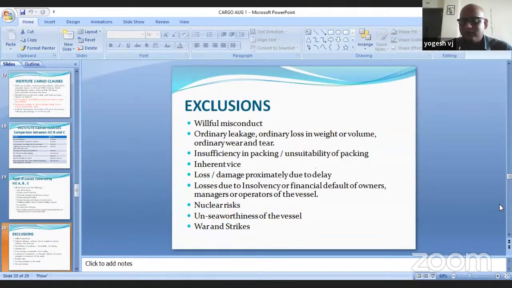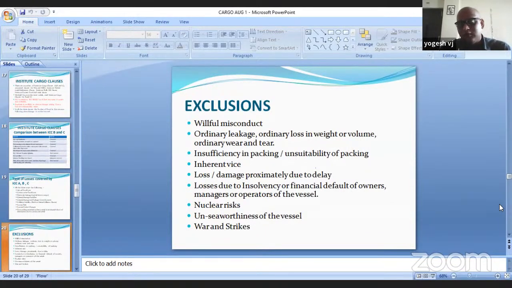Willful misconduct, ordinary leakage, ordinary loss in weight or volume, ordinary wear and tear, insufficiency in packing, that is what I was talking about, unsuitability of packing, inherent vice, that means the basic nature of the goods. Like potatoes, if they are exposed to moisture, they will form mold. That is their inherent vice. Loss and damage proximately due to delay.